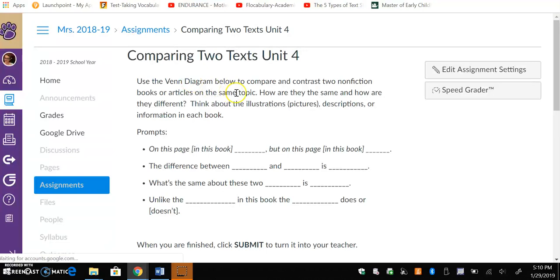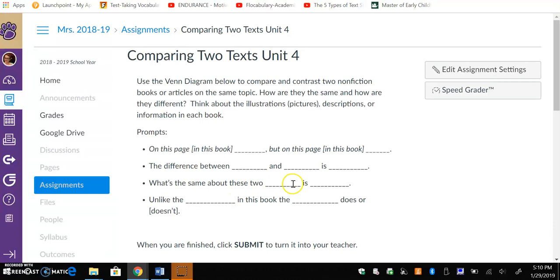It says, use the Venn diagram below to compare and contrast 2 nonfiction books or articles on the same topic. How are they the same and how are they different? Think about the illustrations, pictures, descriptions, or information in each book. It says on the page in the book, but we're not using a book, so we could say in Article 1, blank, in Article 2, blank. The difference between blank and blank is blank.